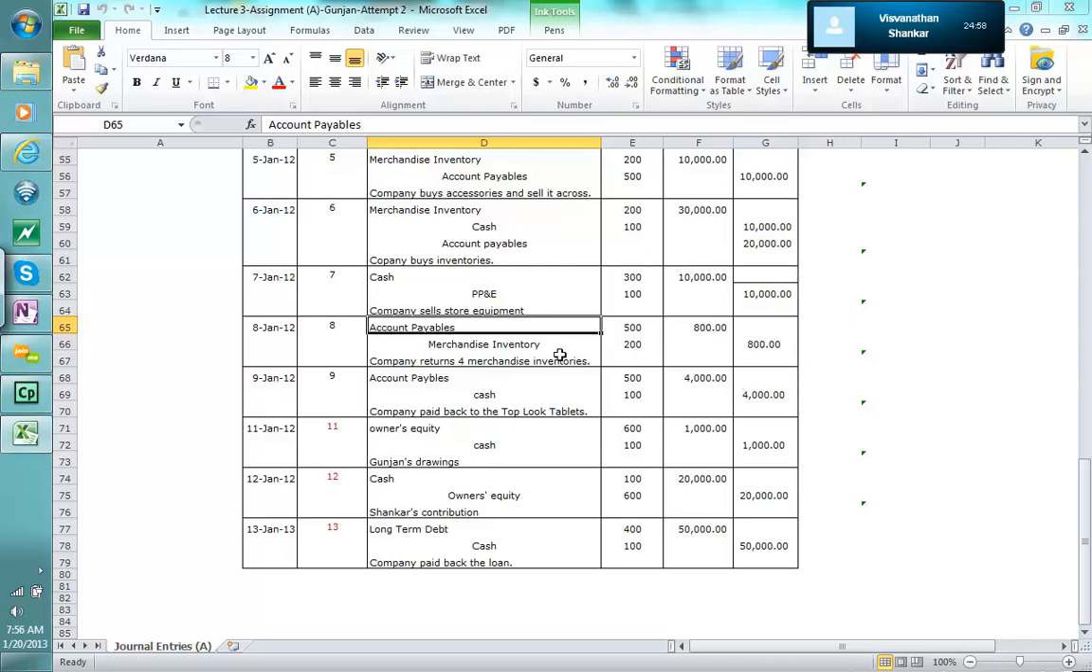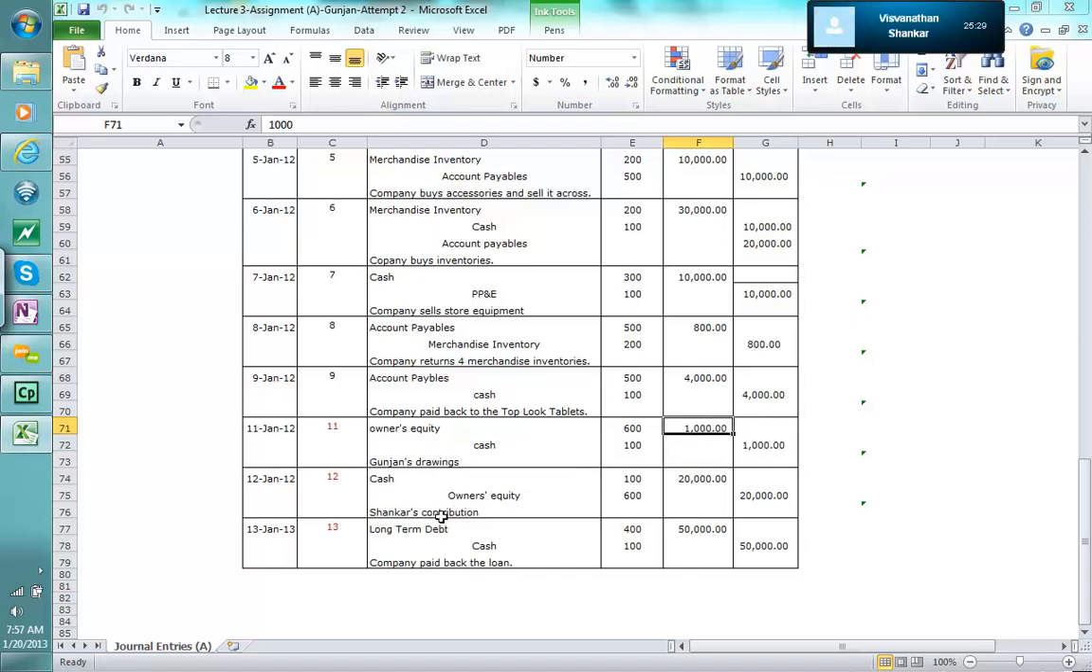Yes. Okay, then the company paid back that amount. If you're paying money, cash is going down, an asset is going down, so it is a credit, and accounts payable, a liability, is going down, so it will be a debit transaction. Similarly, Gunjan is drawing some money, so it is 1000 to owner's equity, liability is going down, so that is debit, and cash is going down, that is credit.